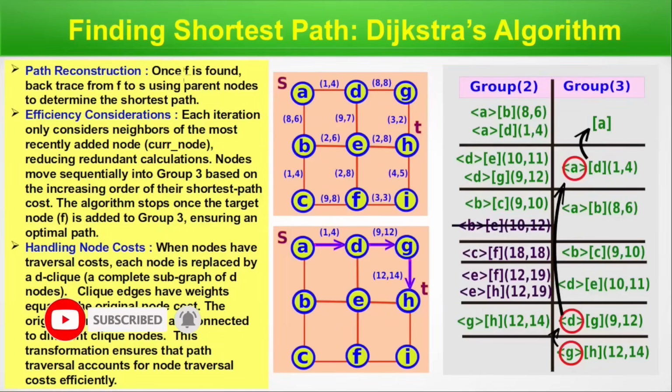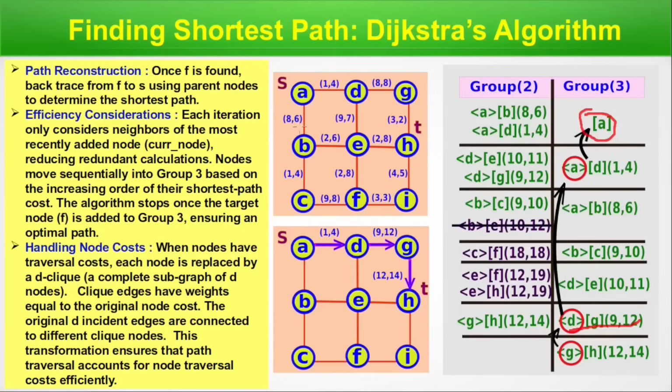So path reconstruction, first A to D. A is first moved to group 3 and now A to D is 1, 4, A to B is 8, 6. Between these two, this is the shortest or least costly path, so we will move here. From D to G, if we want to go, it is 8, 8, and the previous value gets added. So it becomes 8 plus 1, 9 and 8 plus 4, 12. Look, D to G is 9, 12. We keep it here only.